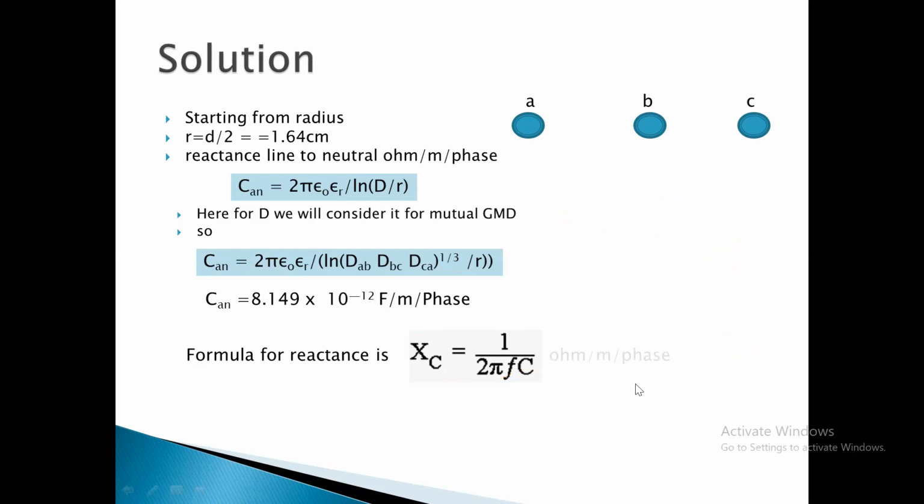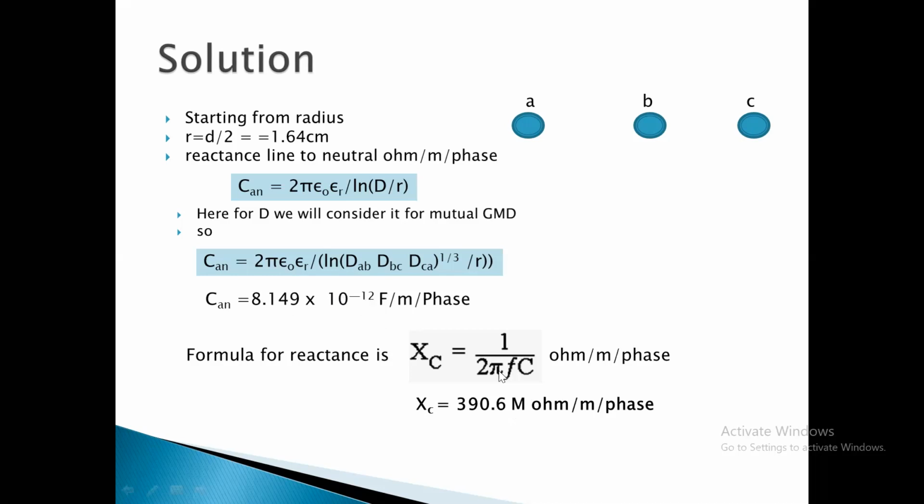So moving forward, this is ohm per meter per phase, because capacitance is in farad per meter per phase. So that's why it is ohm per meter per phase. The unit of this reactance is the same as resistance. It is ohm. And I will just put the value 8.149 multiplied by 10 to the minus 12, and I am going to get the reactance in ohm per meter per phase. This is in mega ohm.